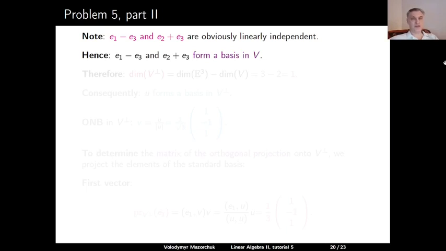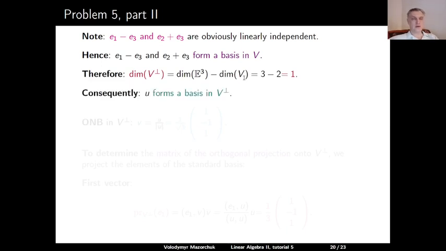Therefore, the dimension of V is equal to 2, and so the dimension of the orthogonal complement to V is equal to the difference between the dimension of E3 and the dimension of V, which is 3 minus 2, which is equal to 1. And so we can conclude that our non-zero vector u, which belongs to the orthogonal complement of V, forms there a basis because the dimension of this orthogonal complement is 1.